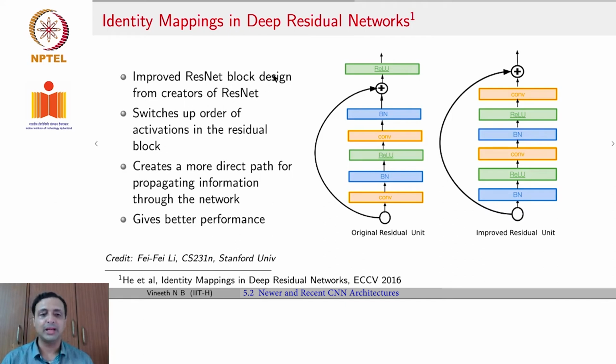The creators of ResNet improved their design with this effort. If you notice the original residual unit here, at the end of a residual block, there was a ReLU applied on the output of the residual block. The creators of ResNet noticed that this could affect the flow of information through that direct path, and hence changed the design to bring the ReLU into the residual block. They found this created a more direct path for propagating information, because now this identity map connection is not succeeded by a ReLU and the information passes as is, and it was also found to give better performance in their empirical studies.